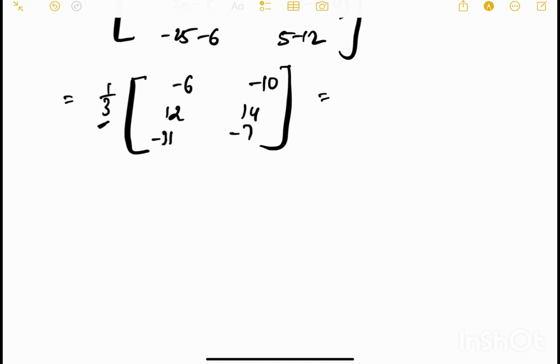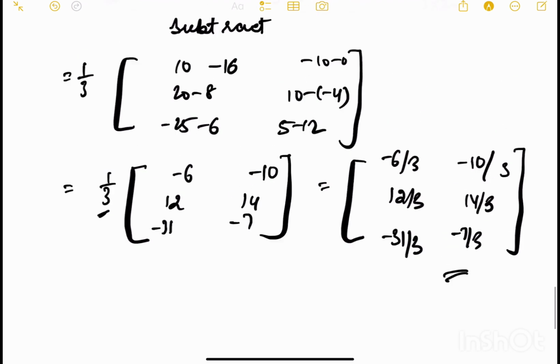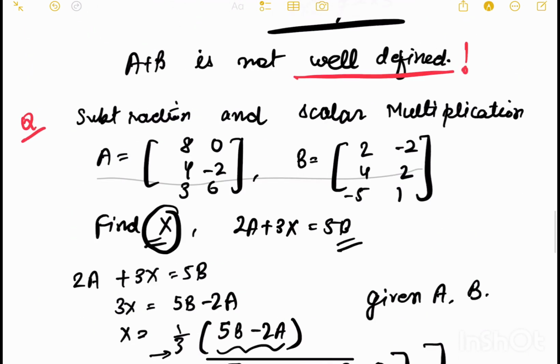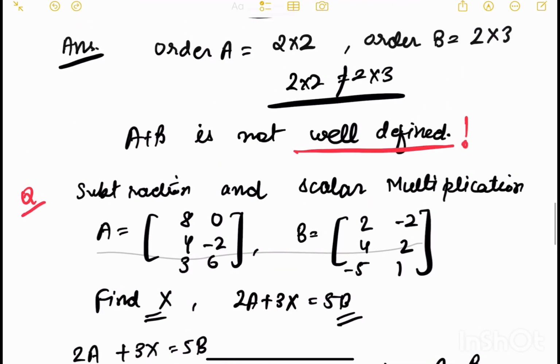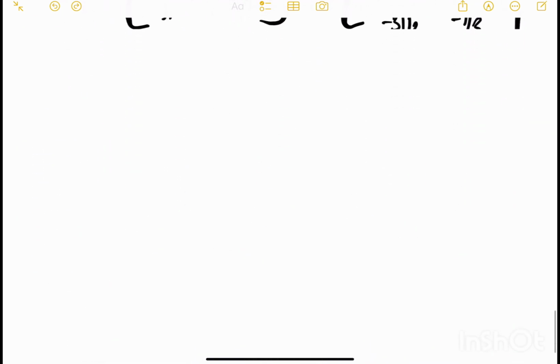And because we have a division by 3 outside, we will just simply take it inside my matrix as if it is a scalar multiplication. This is my 14 by 3. This is my 31 by 3, minus 7 by 3. So we will just simplify the given answer. So this is how we have calculated the value of x using the given expression. So this is how addition, subtraction, and scalar multiplication are used to solve a given question.